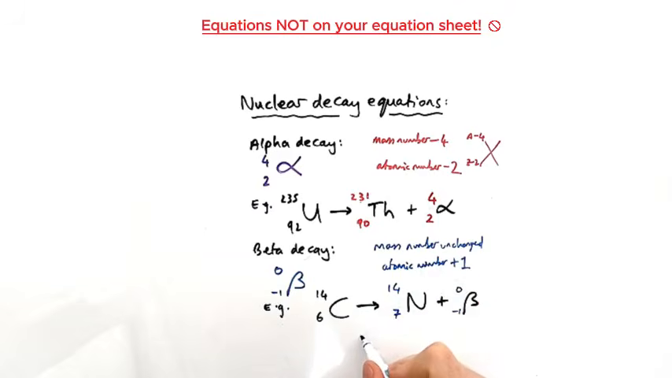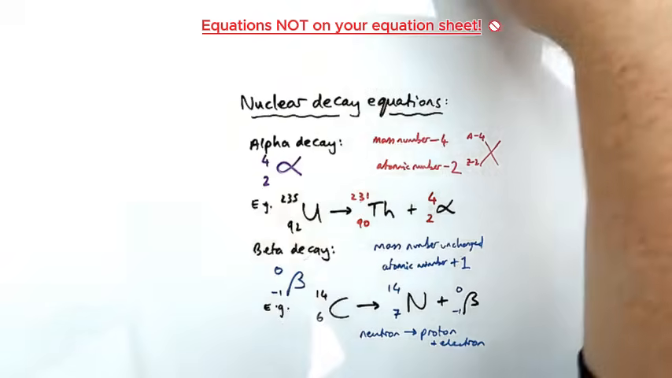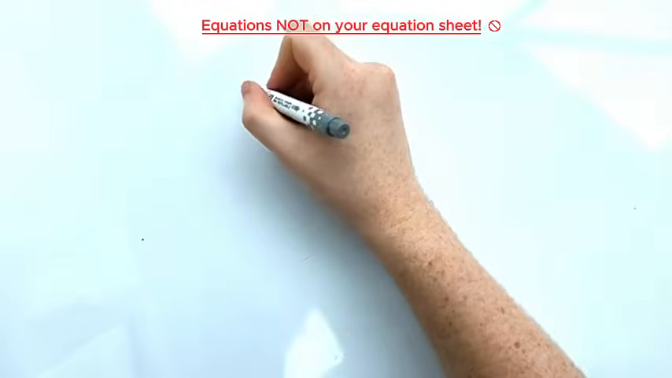Inside the nucleus, to make a beta particle, a neutron has to turn into a proton. So that nucleus gains a proton, that's why it's gone from 6 to 7, but the total mass number doesn't change. Staying in nuclear physics, let's have a look at half-life.